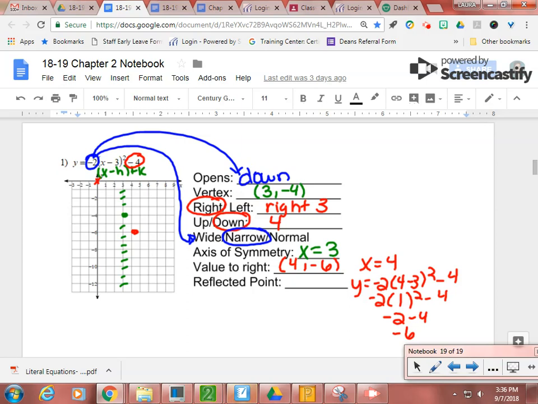So then my reflected point is saying I'm 1 away right here. So I'm going to go 1 away on the other side. And that's going to be 2, -6. So we probably want to do a couple more points, but this is enough to get you going on that, to graph that one.